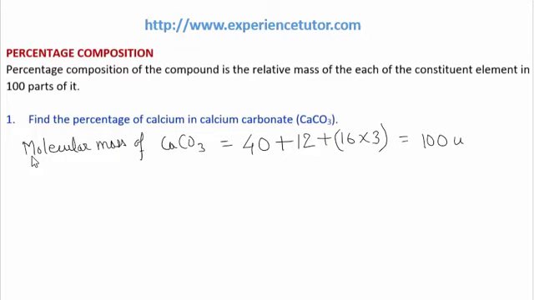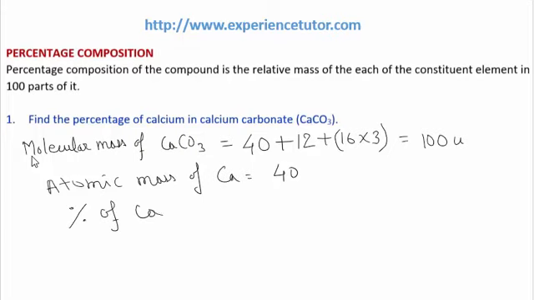Atomic mass of calcium is equal to 40. Percentage of calcium is equal to 40 upon 100 into 100, that is 40%.